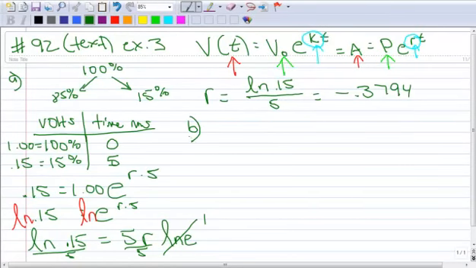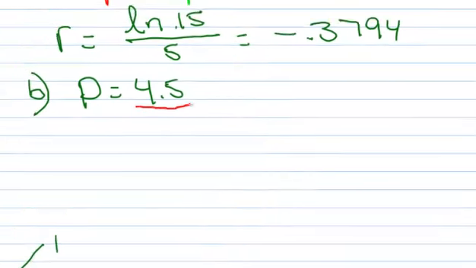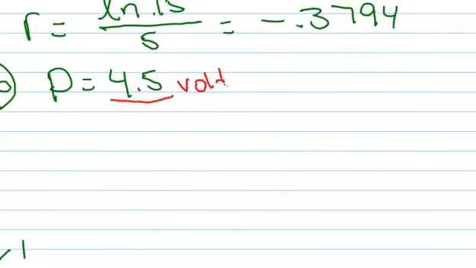So part B says if V sub 0 equals 4.5, well, that's really P. So P equals 4.5. So now it's saying I really had 4.5 volts, as opposed to over here where I just said I have 100% of volts. Now I'm actually given a certain number of volts that I have. So if P is 4.5 volts, find how many volts I have after 2.3 milliseconds.